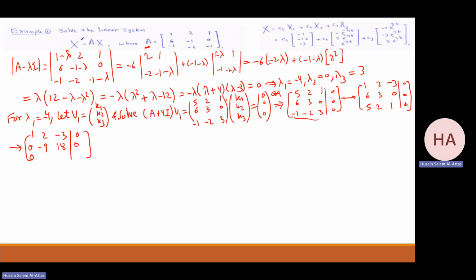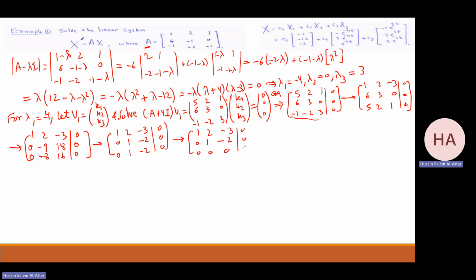By -5 and add, that will be -8. By -5 and add, 15 plus 1, that will be 16. That gives me 1, 2, -3. Divide by -9, I get 1, -2. Divide by -8, I get 1, -2. Yeah, very clear what happened now. So I'm getting 1, 2, -3, 0, 1, -2, 0, 0, 0.